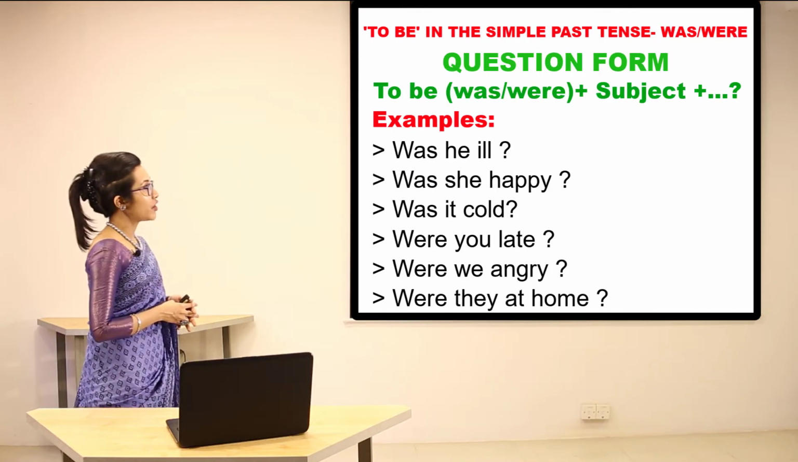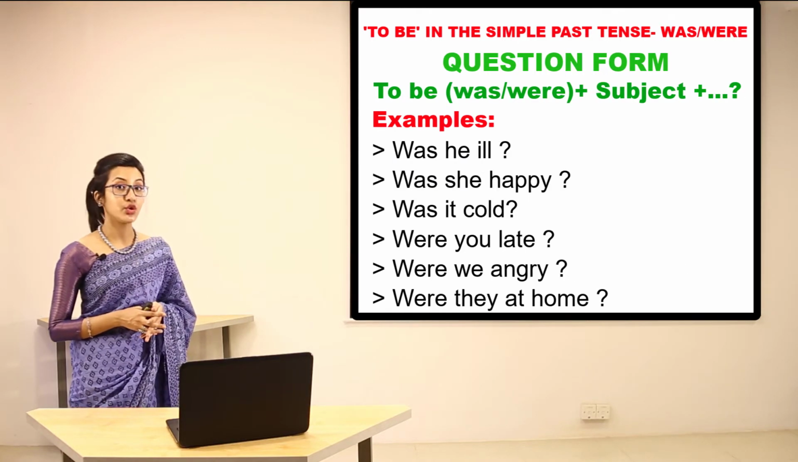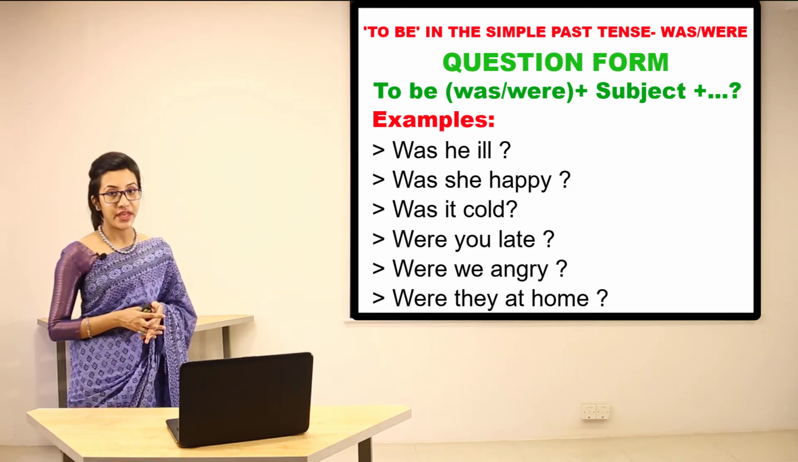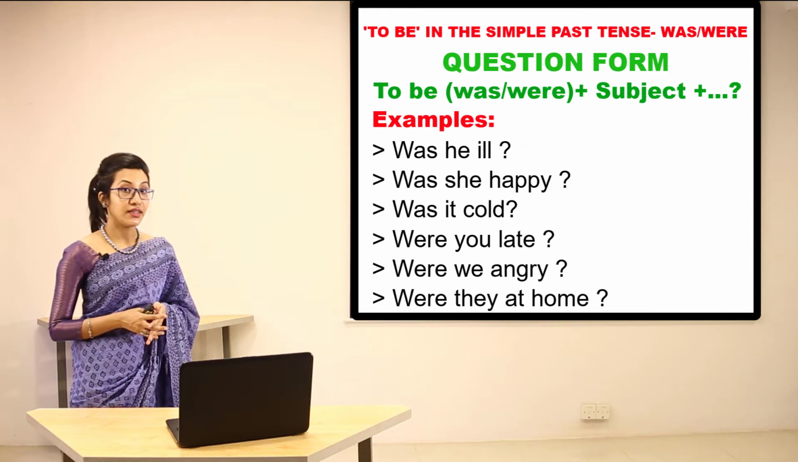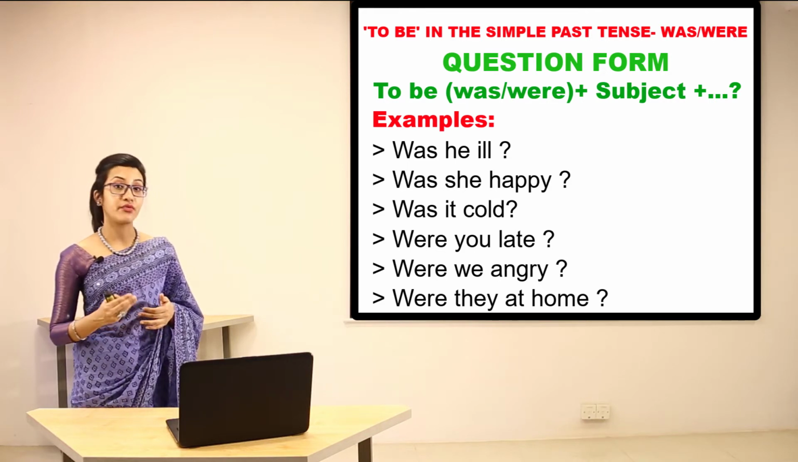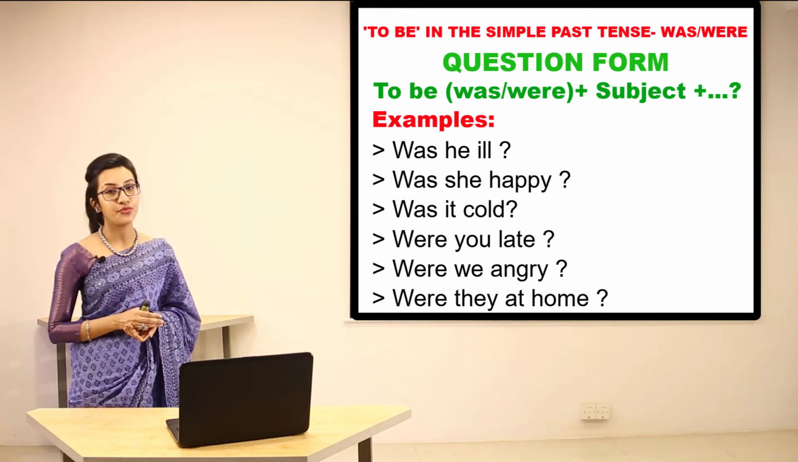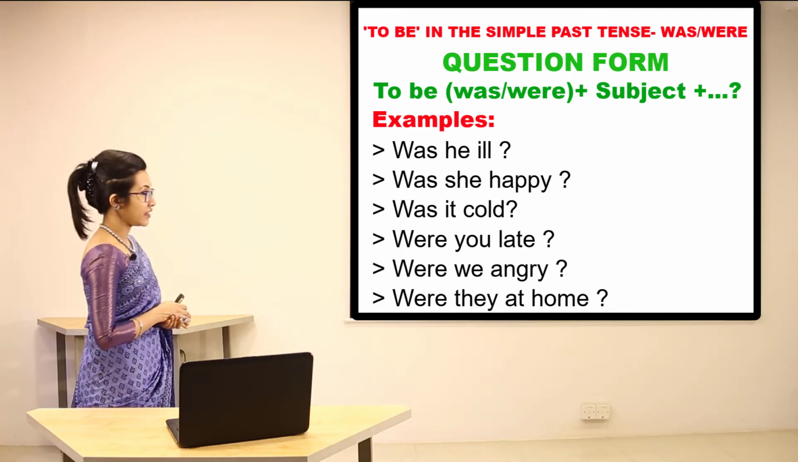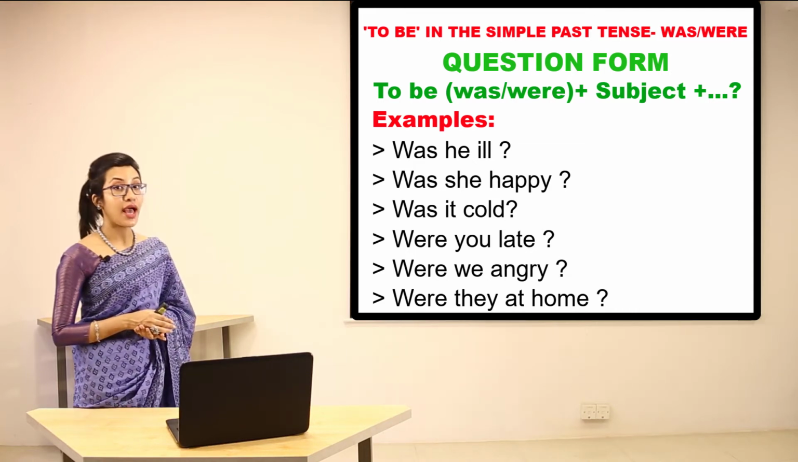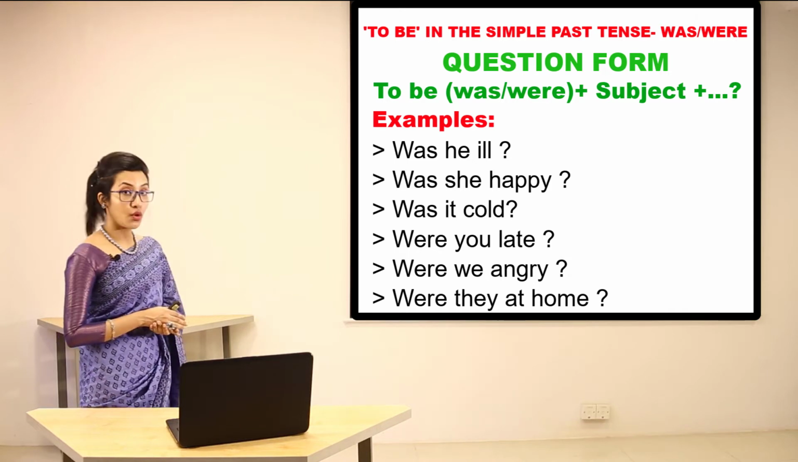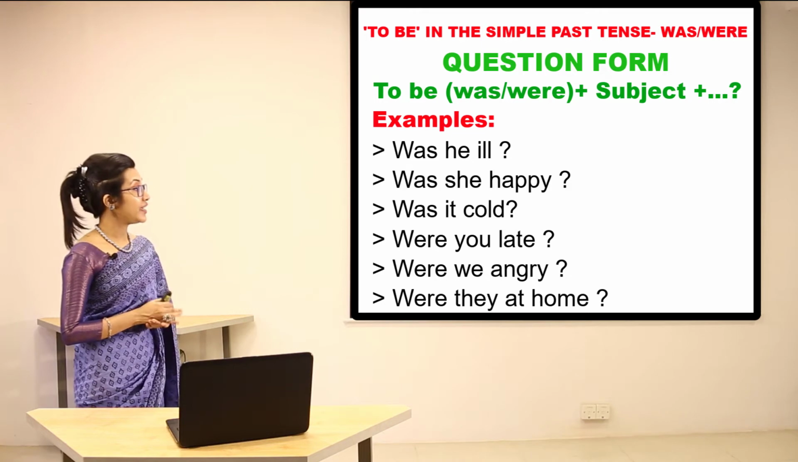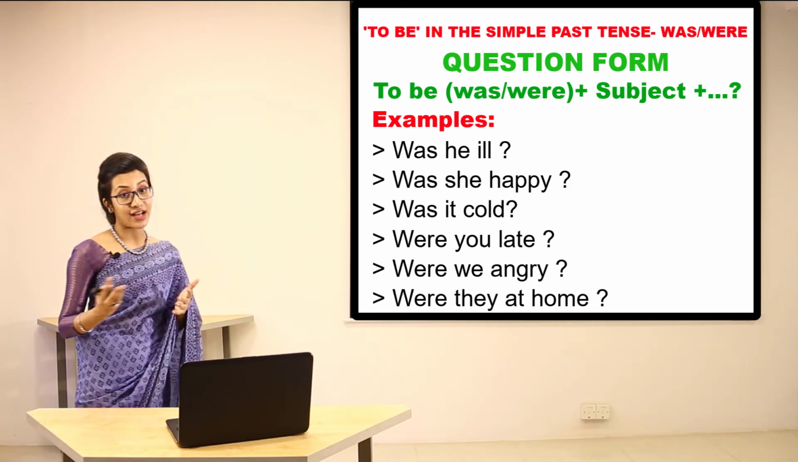In case of questioning, we have used the to be verb, was or were, at the beginning, then we have used the subject, then the object or the rest of the sentence, and at the end we have used the question mark. For example, was he ill? Was she happy? Was it cold? Were you late? Were we angry? And were they at home?